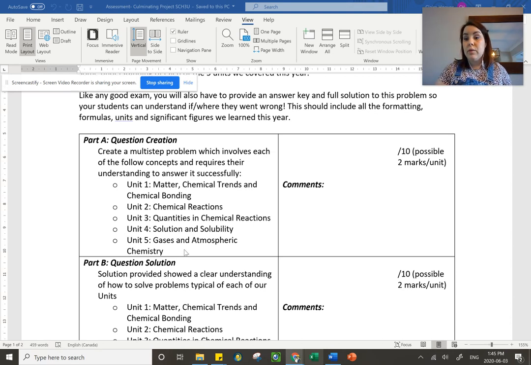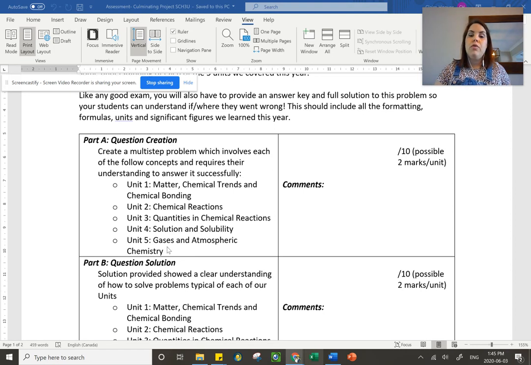So for example, last week we were looking at gas stoichiometry. A lot of the questions you had to maybe understand mass and its connection to moles, which we learned in quantities in chemical reactions, as well as molar volumes, so gases and atmospheric chemistry. Maybe you could add to that a limiting reactant that was a solution. Okay, maybe they had to predict the products of the reaction for chemical reactions. Okay, so essentially you're going to be going through these 5 units and making a multi-step problem that requires each of those 5 units of understanding.